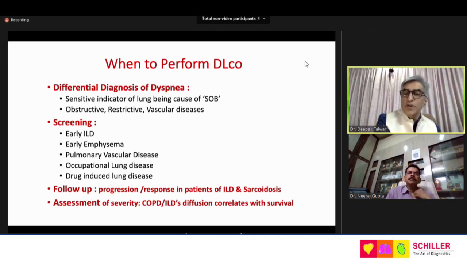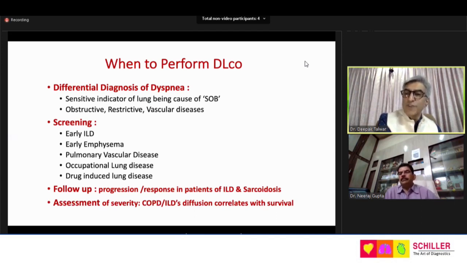Whether it is COPD or ILD, diffusion severity correlates with survival. Worse is the diffusion capacity, the poorer is the survival. We have seen in ILD, in COPD, and in sarcoidosis that diffusion capacity is a very important determinant of survival. So if you get a very poor diffusion capacity, like less than 30% or 25%, 25% is considered very severe.